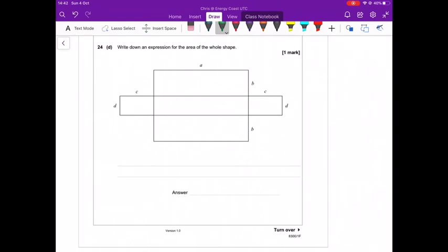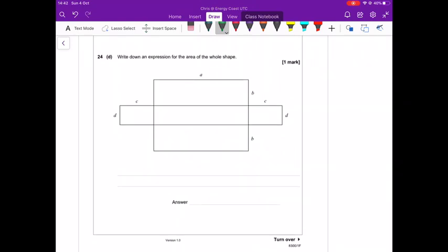Write an expression for the area of the whole shape. I'm just going to write in each rectangle what it is. This top one is A times B. I'll come on to what expression means in a bit, okay? The top one's AB, this is CD, this is CD, and the middle is AD, we said, because it's an A on the top and a D on the side, and the bottom one is an AB as well, okay?